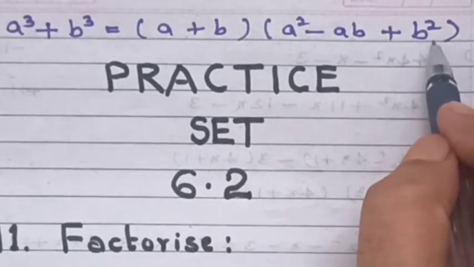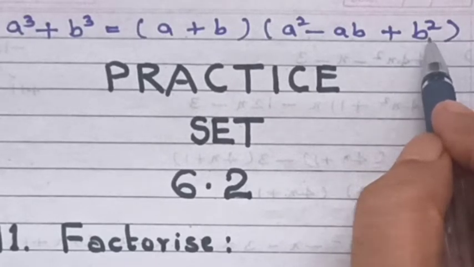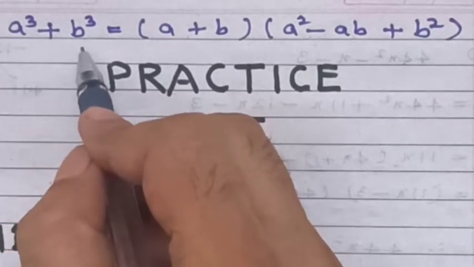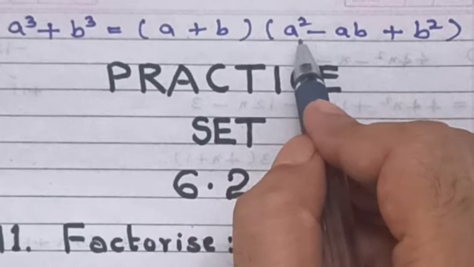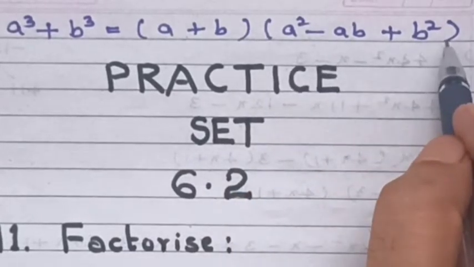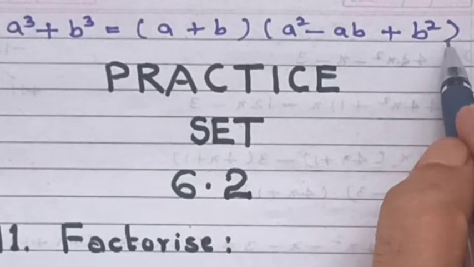Remember, in the next practice set, when you use the formula a cube minus b cube, then you will be having a minus b and here a square plus ab plus b square. That we will be doing in the next video when we solve practice set 6.3. So let's begin.